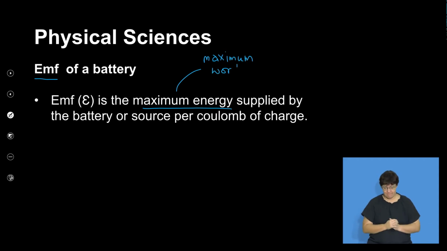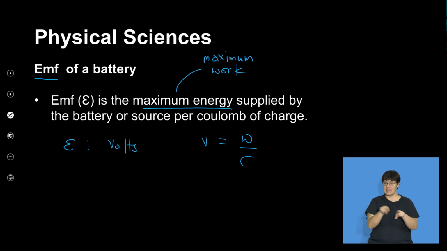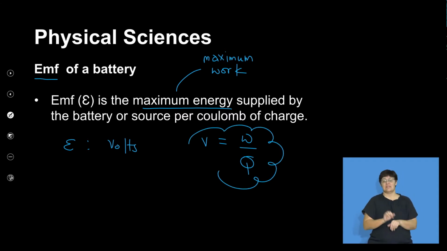So this has to do with maximum work. EMF is measured in volts, and we appreciate that because V is equal to W over Q. So the maximum energy that a battery can supply for every coulomb of charge is actually our EMF. EMF is some form of voltage or potential difference across the battery.